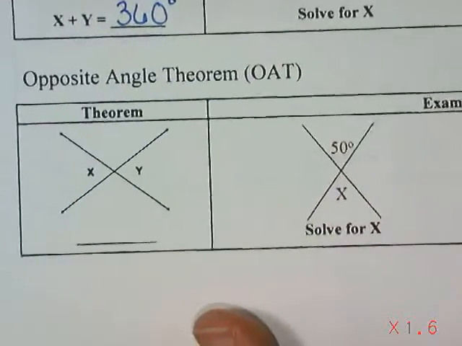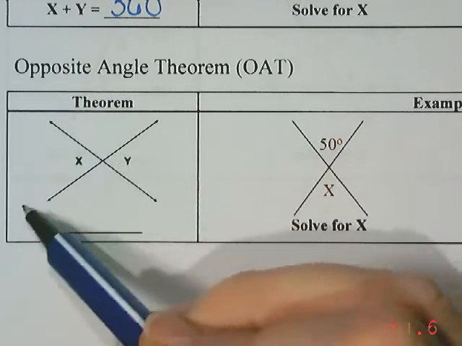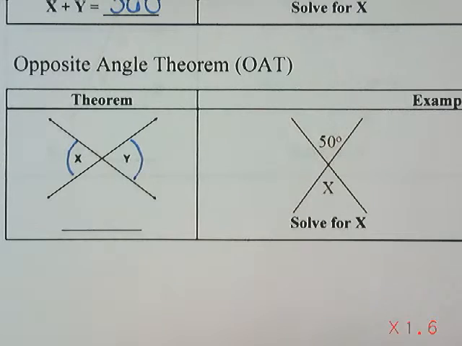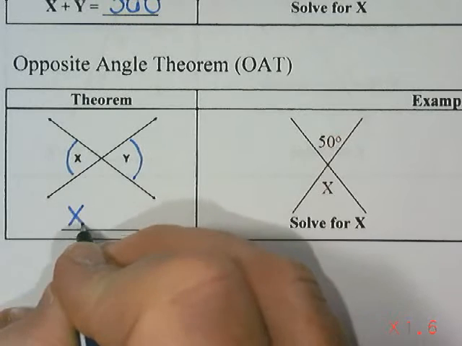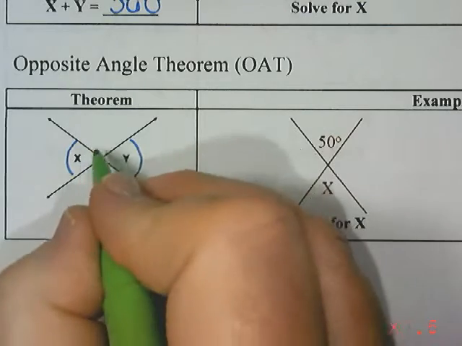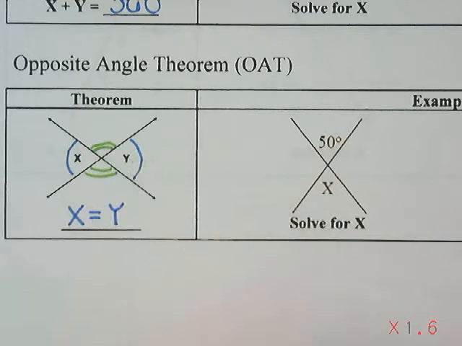Last one on this particular page is my personal favorite of all angle theorems, and it is the opposite angle theorem. So the opposite angle theorem says that when you have two perfectly straight crossing lines, the angles on the opposite sides of those crossing lines are equal. So X would just equal Y. Right? The same thing would be true for this angle on this side and this angle on this side, the top and the bottom one, right? They would also be equal to each other.